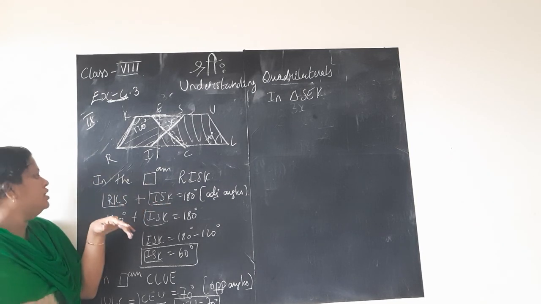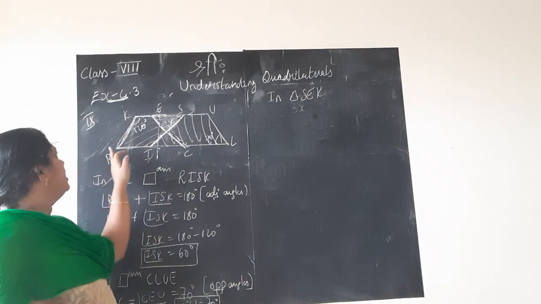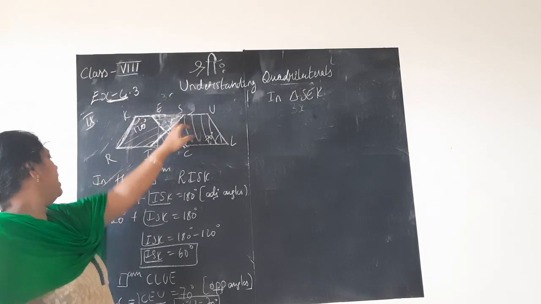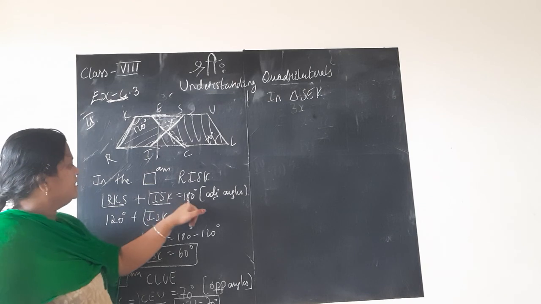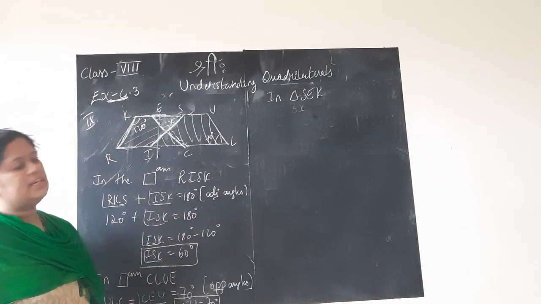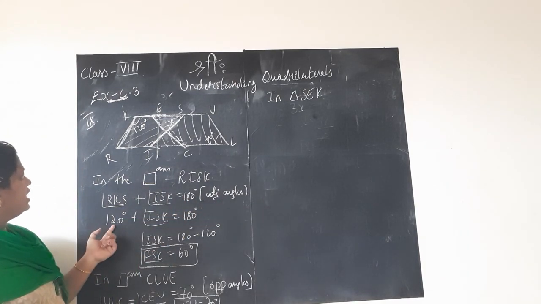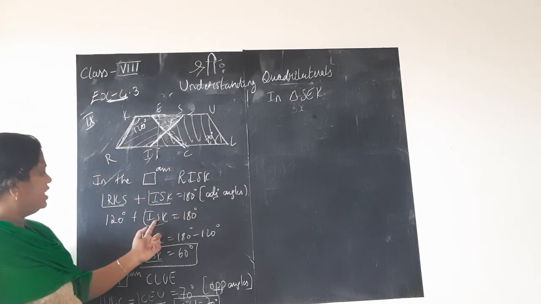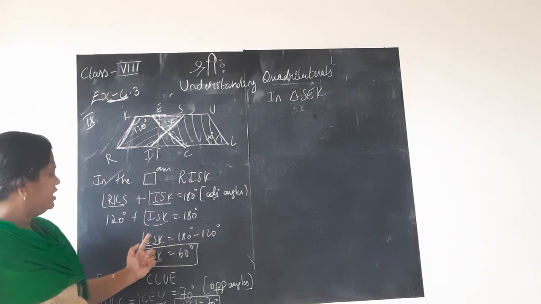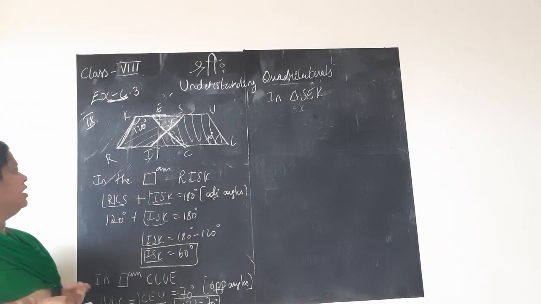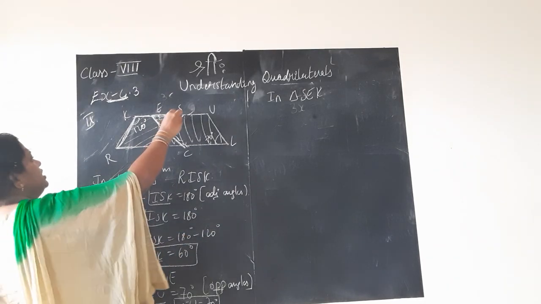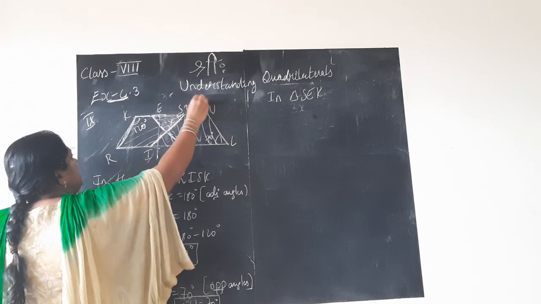By using that property, I will write angle RKS plus angle KSI, either way you can write, is 180 degree. Reason I have given as adjacent angles. I know angle K is 120 degree, plus angle S, is equal to 180 degree, and so angle S is 180 minus 120 which is 60 degree. So I got angle S to be equal to 60 degree now.